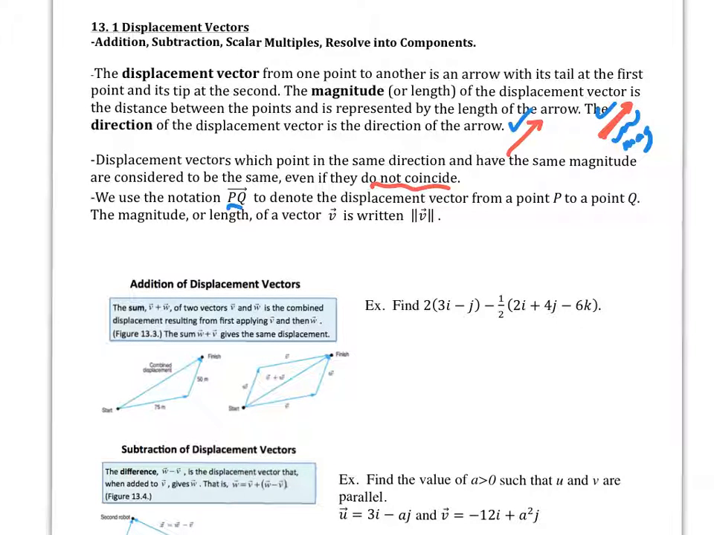Now we use this notation for PQ, so we start at P and finish at Q with the little arrow over the top to denote the displacement vector from P to Q. The magnitude is written as double bars around the V vector. And so that is the same thing as the magnitude.